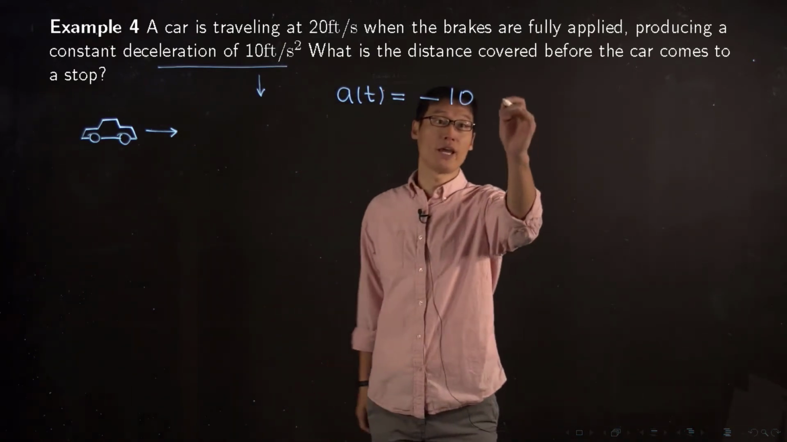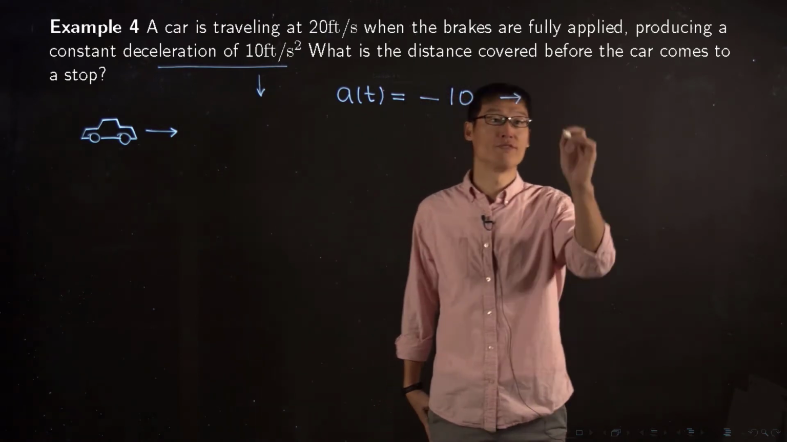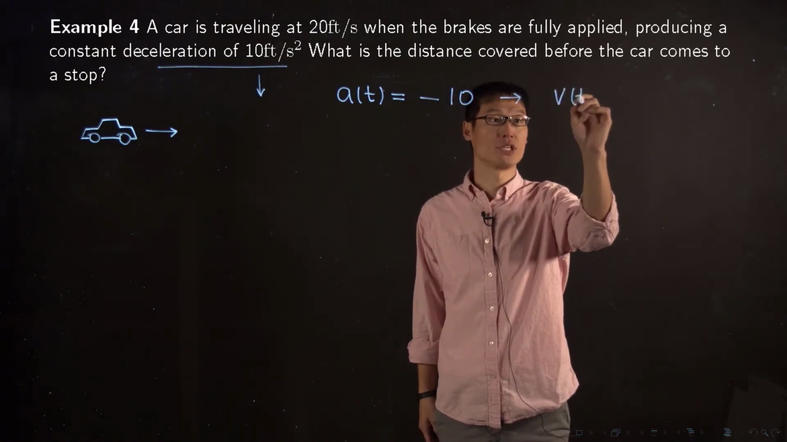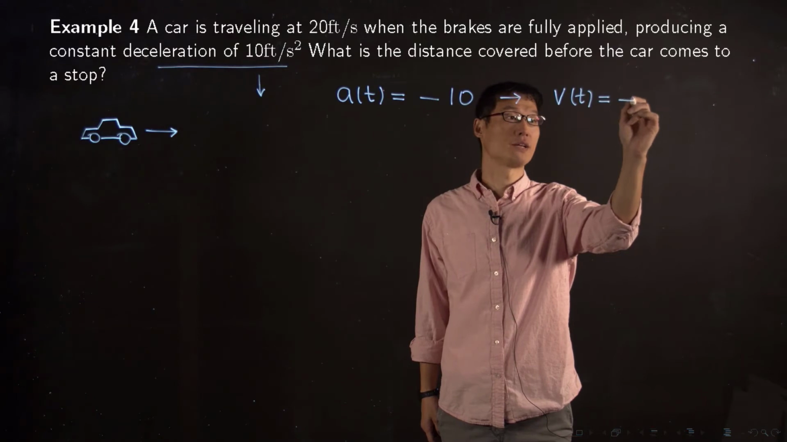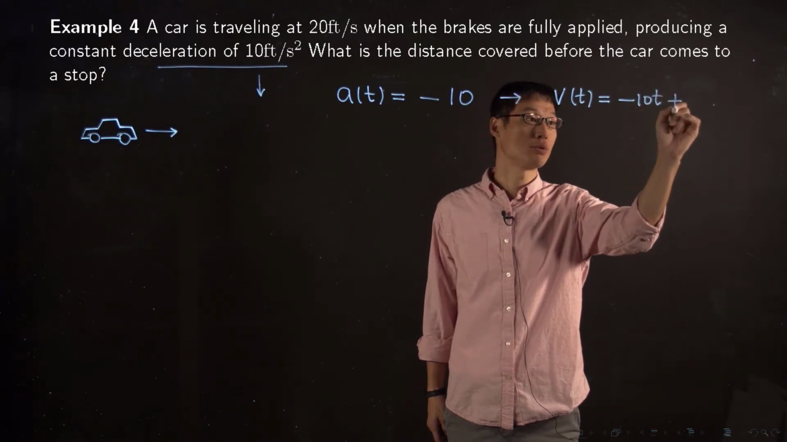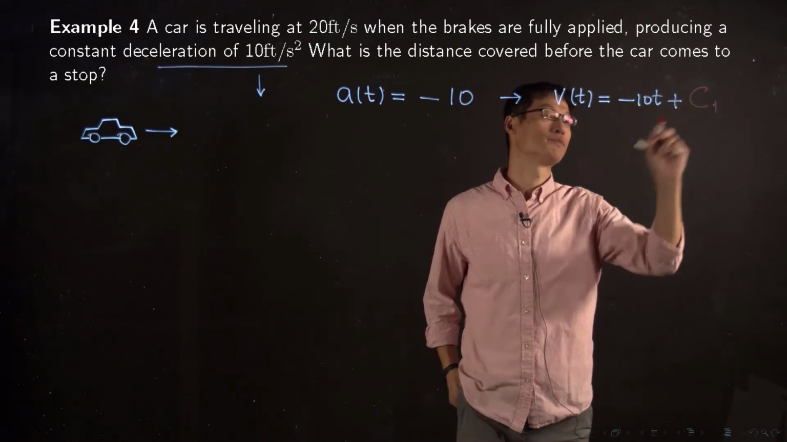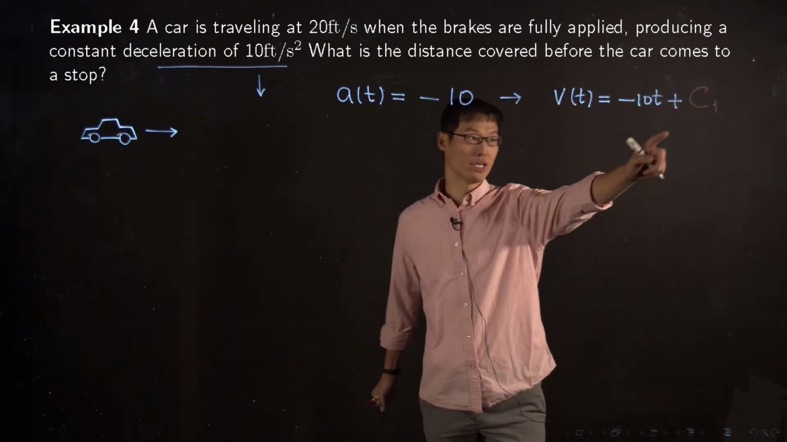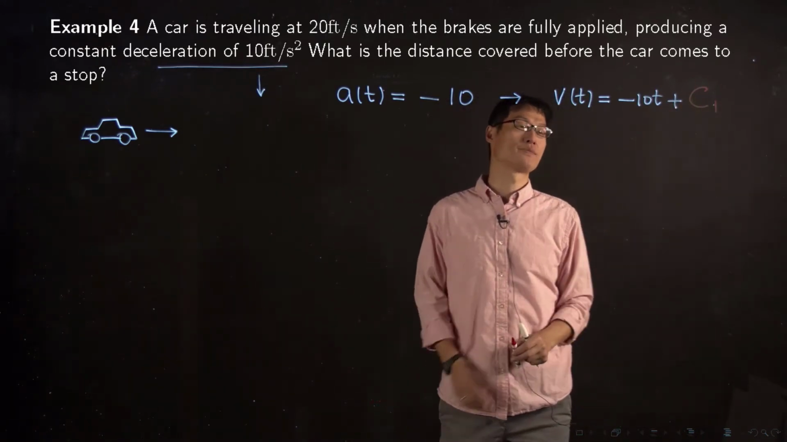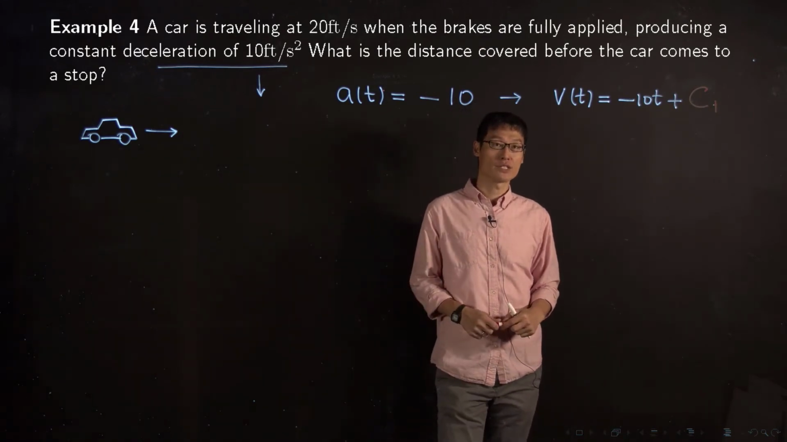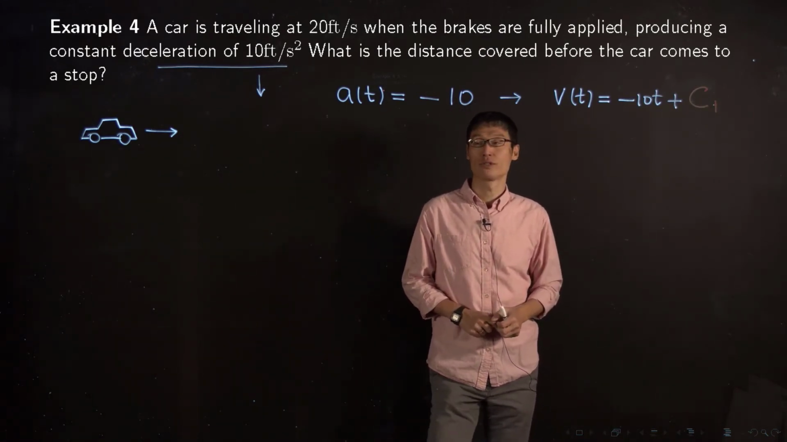And then you take the antiderivative to get velocity, v of t, negative 10t plus, of course, a constant, c1. We don't know what it is, but we will figure this out. So velocity is given by this linear function.